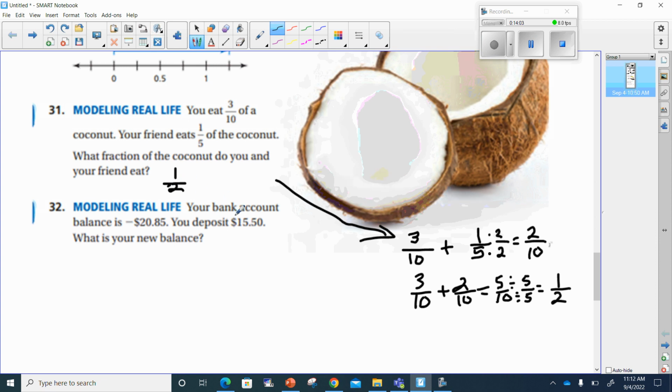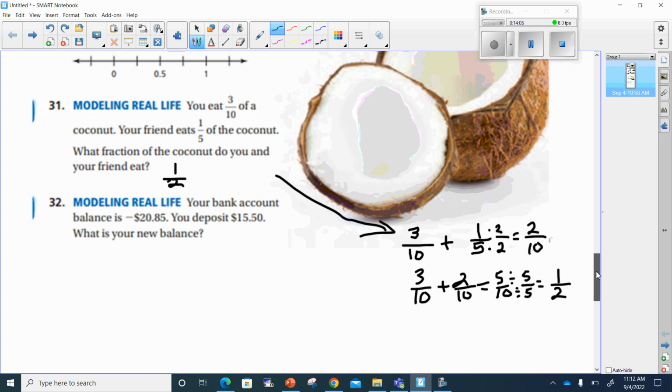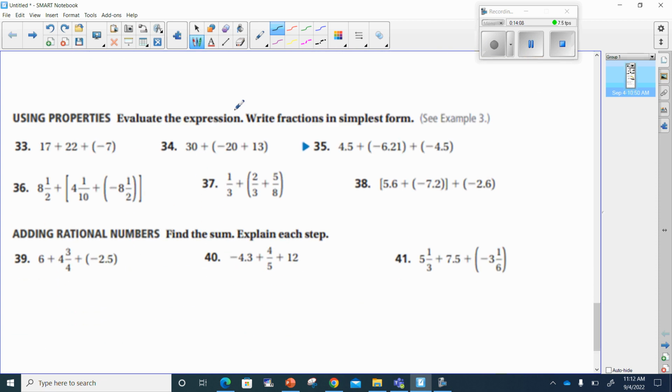Okay, let's go ahead and go to number 33. Evaluate the expression, write fractions in simplest form. Didn't leave me a lot of room here, but we're going to do our best. I'm just combining these numbers together, right? 17 and 22 together are going to make 39, right? And then it says 39 plus negative 7, so I'm subtracting 7. That's going to give me 32. So this is 32.